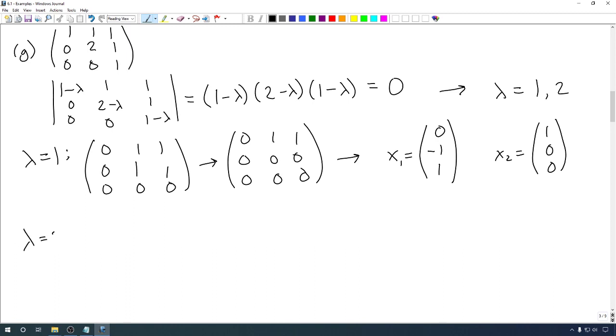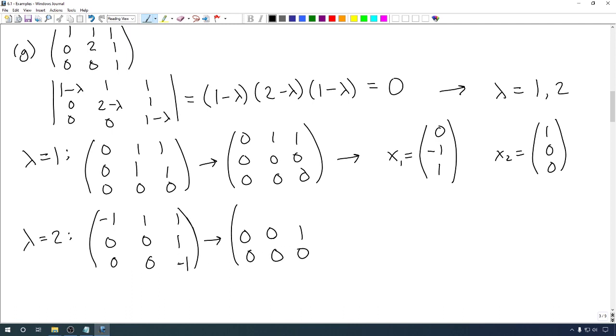So we actually do have a two-dimensional eigenspace for this one. For lambda equals 2, very similar. We're going to subtract 2 from each of our diagonal elements. We'll get negative 1, 1, 1. Get 0, 0, 1, and then 0, 0, negative 1. We go ahead and simplify this. So we'll keep that middle row as it is. We'll use it to cancel out the 1 down here. We'll also use it to cancel out this 1, but we'll also multiply this first row by negative 1.